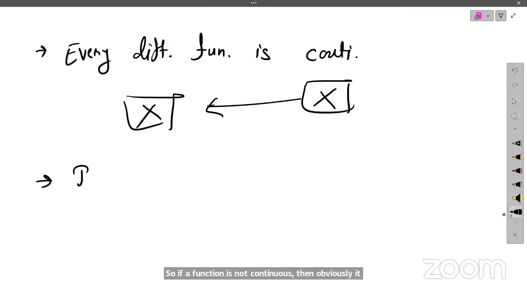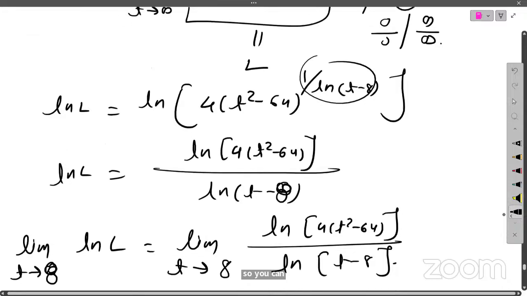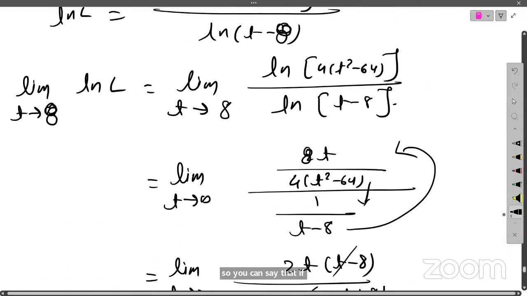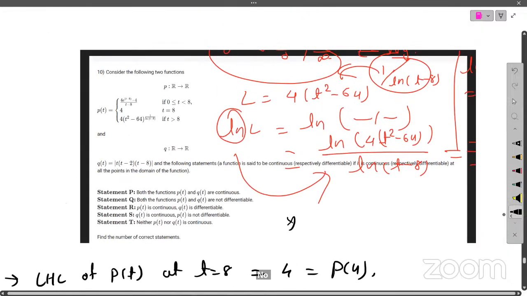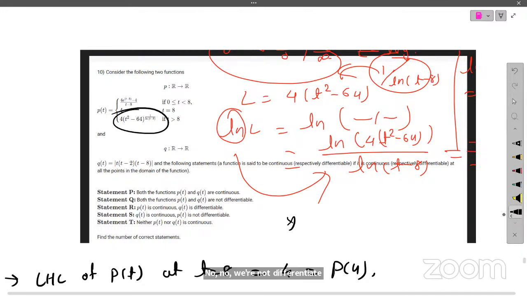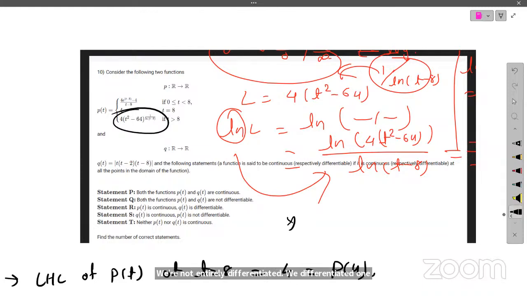But above we differentiated ln, right? You're comparing with the continuous function. We did not entirely differentiate; we differentiated one part of the function. The differentiability breaks only at t equals 8. The function will be differentiable at all other points.